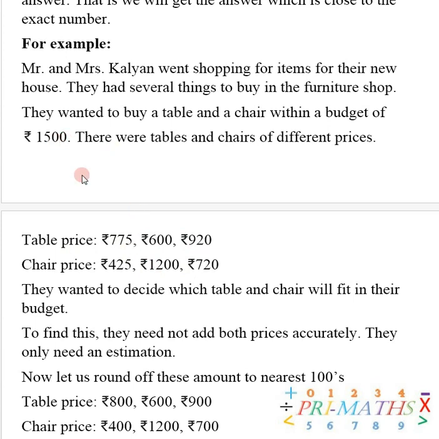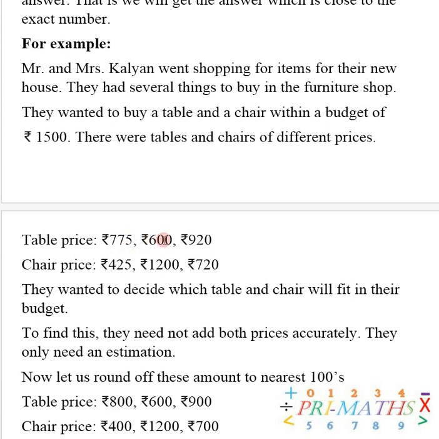So here they have given the prices of different tables and chairs. Now we have to find which one they are going to select, because their budget is only rupees 1500, right? They wanted to decide which table and chair will fit in their budget. So what we are going to do is estimate these numbers to the nearest hundreds. As we have learned in the previous lesson, when you round off to the nearest 100, we see the number which is in the tens place. This 7 is in the tens place. It's a strong number, so this number is going to make the 7 become 8. So this 775 will become 800, right?